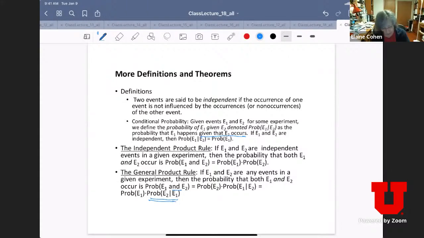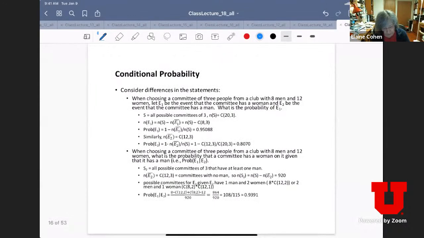Good. Let's keep going. Let's do some conditional probability and try and figure out how to do that. We'll do that right after the break. Here's a break. Ask any questions you want.